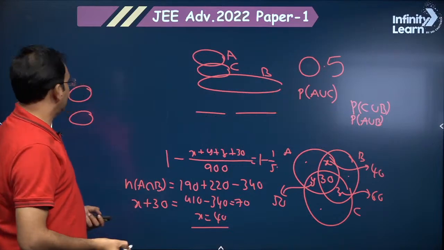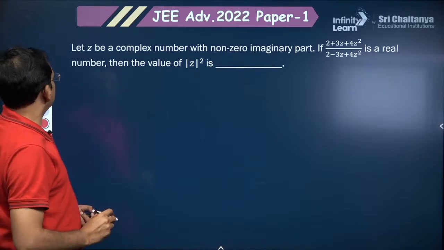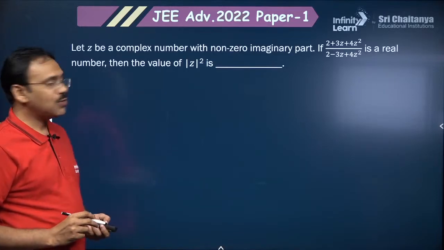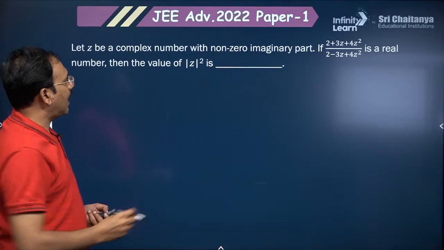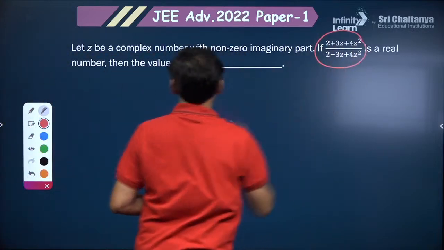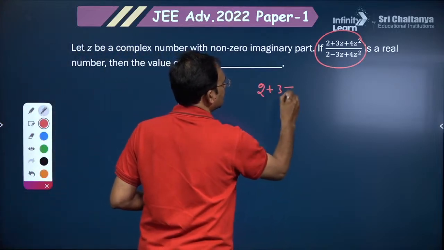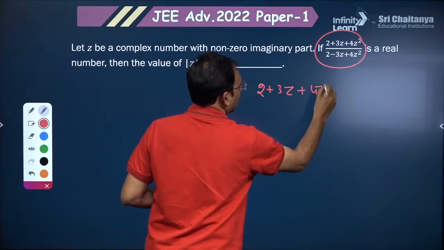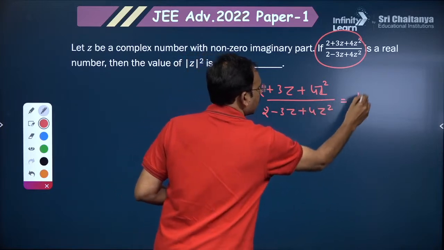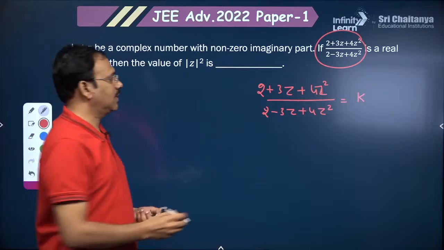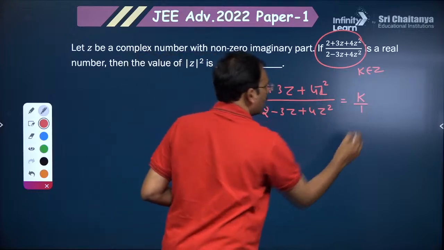Next friends, you see, Z be the complex number with non-zero imaginary part, that means it is definitely a complex number with some imaginary part, and given this particular complex number is a real number. So, dear friends, you just take (2 plus 3Z plus 4Z squared) by (2 minus 3Z plus 4Z squared) is suppose some real number k. K is a real number, friends. In this case, why don't you apply componendo and dividendo.